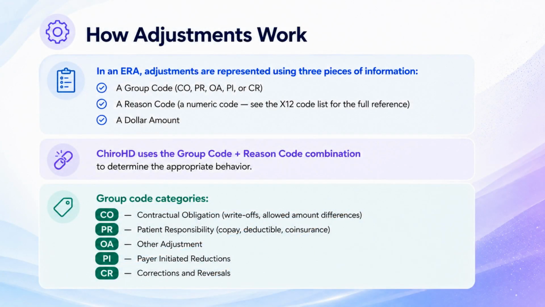In an ERA, adjustments are represented by using three pieces of information: a group code, a reason code, and a dollar amount. Cairo HD uses the group code plus the reason code combination to determine the appropriate behavior. Below are the group code categories.